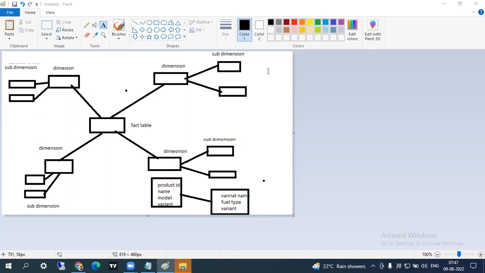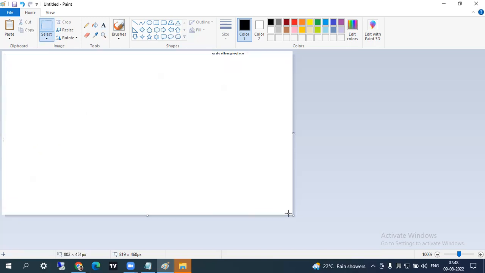The next one is a galaxy schema. That won't be generally used, but sometimes it might be used, so we need to know. The two mainly used schemas in the data warehouse are star schema and snowflake schema. The third one also we have. I will just explain it for theoretical purposes. The third one is a galaxy schema.